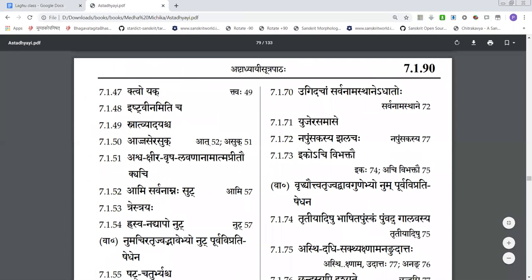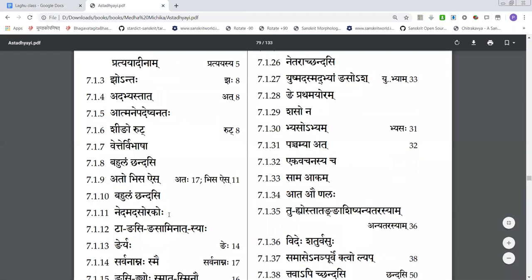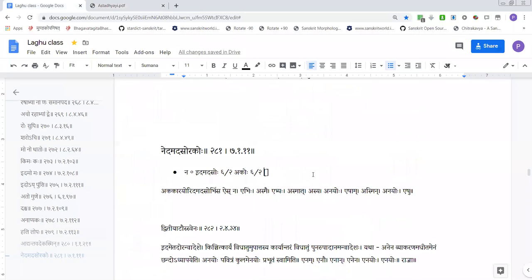7.1.11 is what? Na idam adasakoho bhisa ais. Ato bhiso ais. So ato bhiso ais na. Rama plus bhis will have become Ramaihi. Sarva plus bhis would have been Sarvaihi. But here, although it is Tyadadi Gana and Sarva, like Rama and like Sarva, this idam word is not. And others is also not.